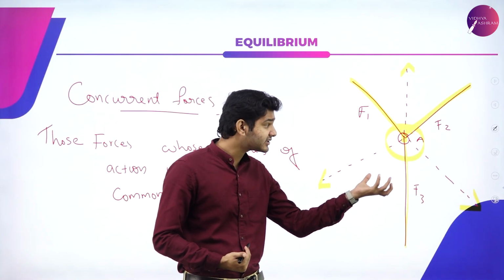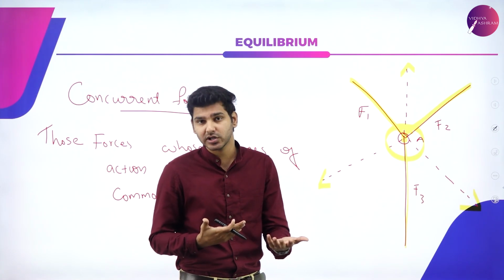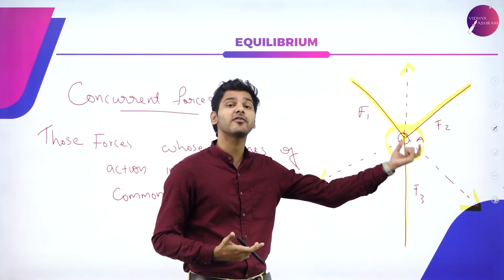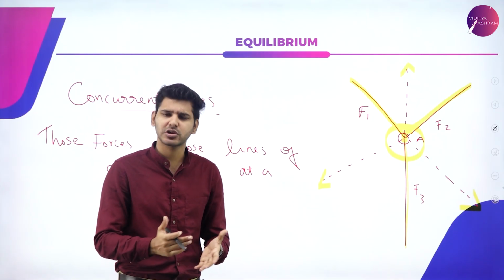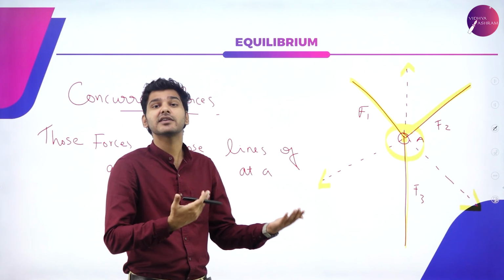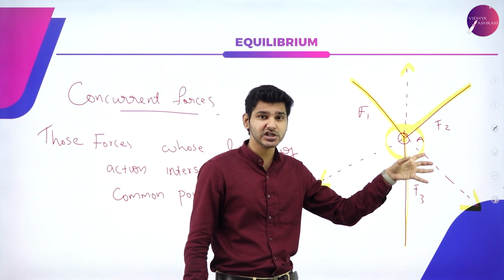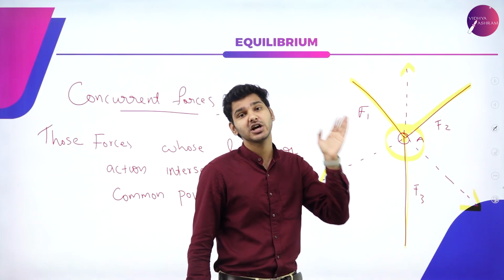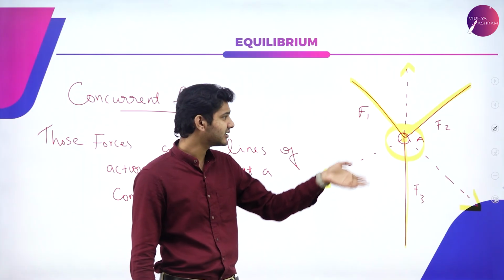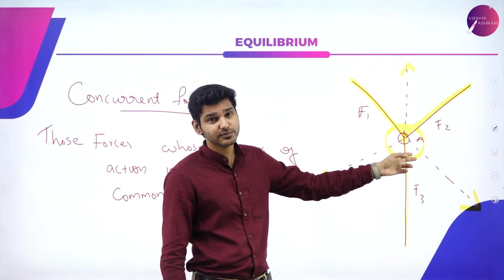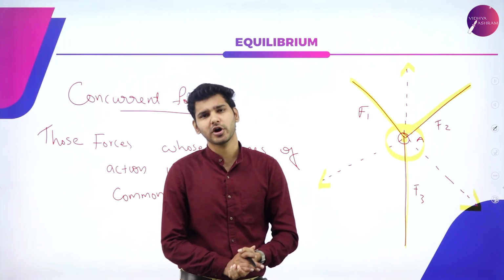So if concurrent forces are acting on a body, we can say that for that body to be in equilibrium, the vector sum of all these forces should be equal to 0. Then only will that body be in equilibrium. That is one more scientific way of saying it. If concurrent forces are acting on any object, the vector sum of the forces should be equal to 0 for that body to be in equilibrium. That is, concurrent forces are simply forces whose lines of action meet at a common point.